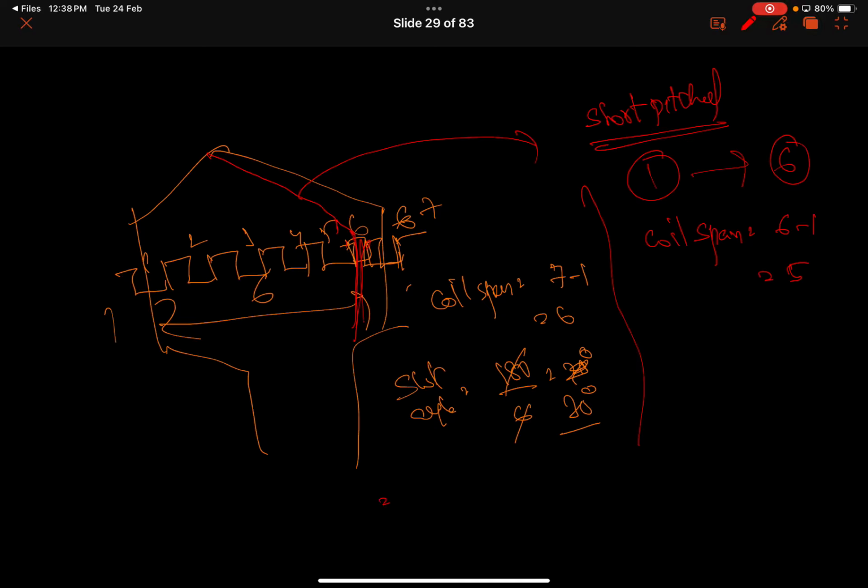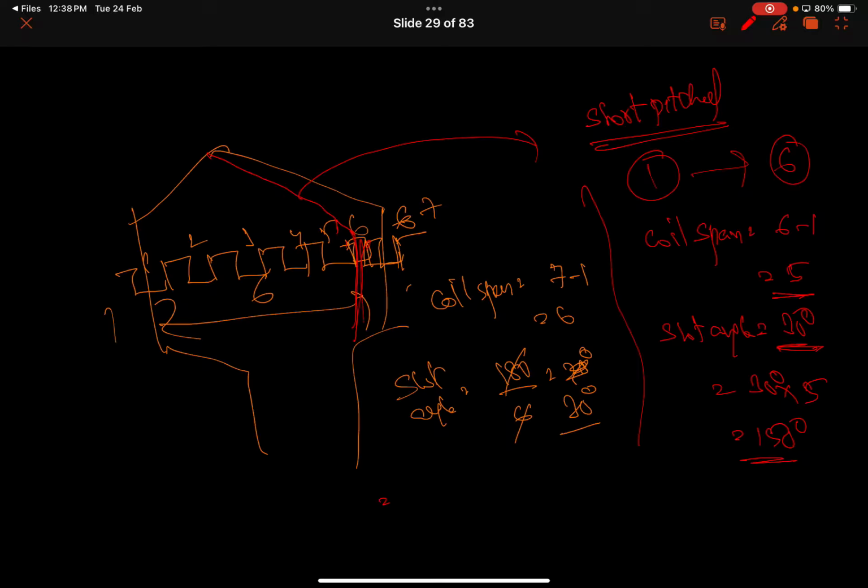Each slot covers how much angle here? What is the slot angle? For full pitch it is 30 degrees. We already calculated 180 by slots per pole, that is 30 degrees. How many slots are there here? 5. So 5 into 30 is equal to 150.